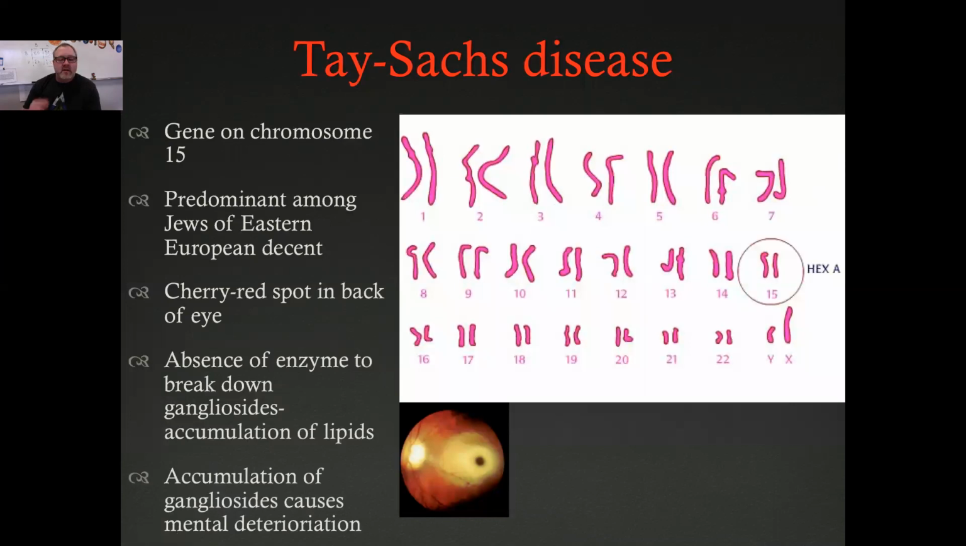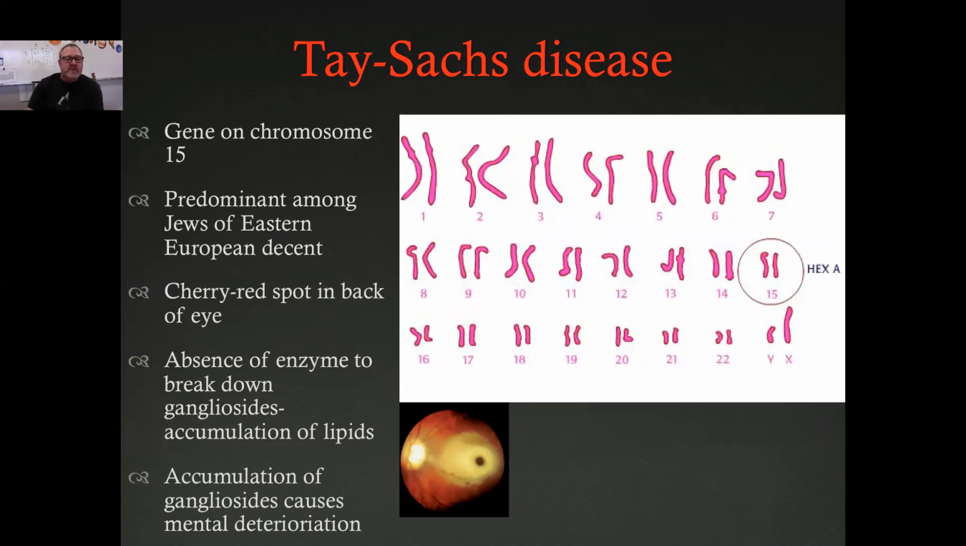Tay-Sachs is the next one. Tay-Sachs happens because of abnormality on chromosome number 15. Okay, they end up with what's called a cherry spot in the back of their eye, and this is predominant with individuals of Jewish descent or Eastern European and Jewish descent.